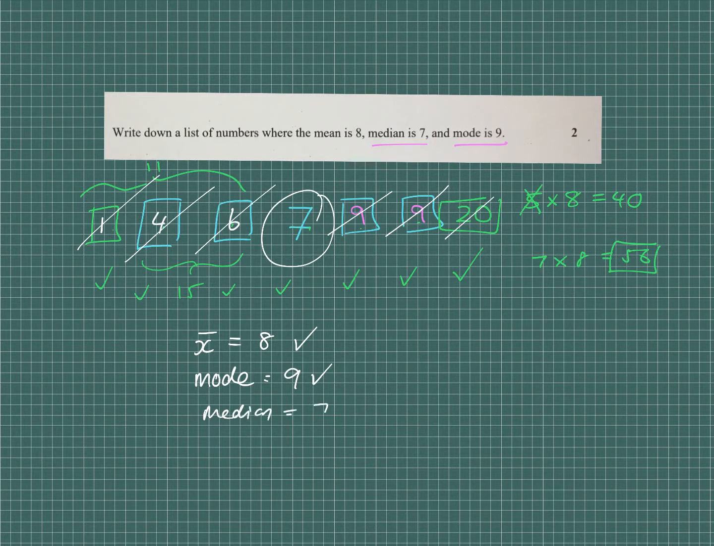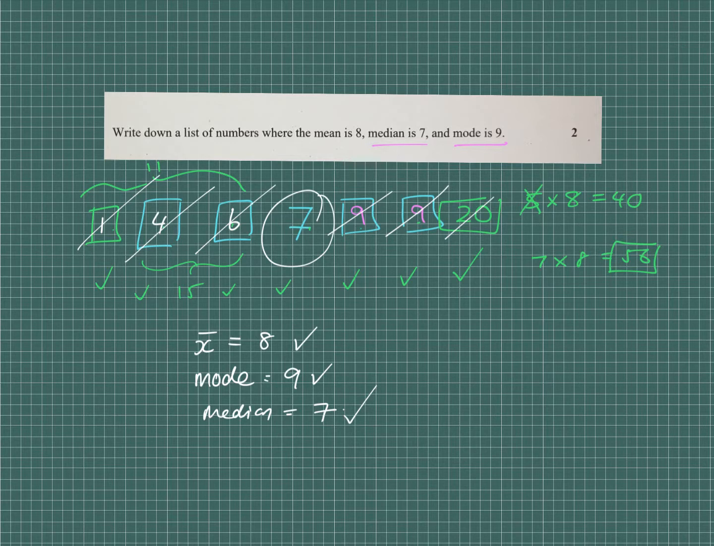Now again, gentlemen, there are lots of ways that you can do this question. This is just simply one way. I started with a median. I threw a couple of 9s in for my mode, and then I tried to work out from there. A bit of trial and error, and there are some other ways of doing it.